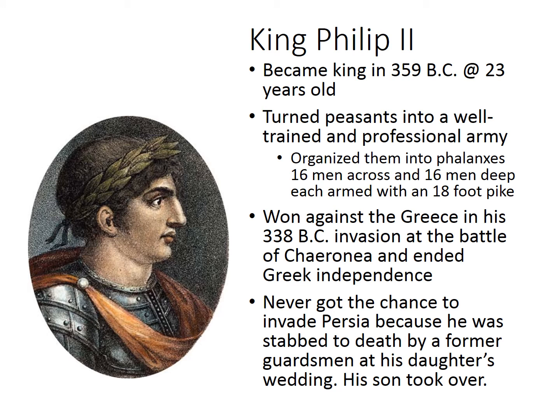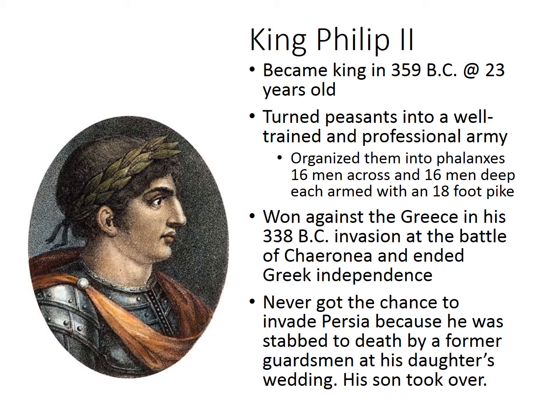The best example is King Philip, who became king at the age of 23. This guy had a vision of a huge and well-trained army. So he took all the peasants, all of the lower classes, and trained them into becoming a professional army. One thing he invented was something called the phalanx, where he would organize men so there were 16 men across, shoulder to shoulder, and 16 men deep. So you had squares of men formed, 16 on all sides and completely filled in the middle with men. All the men on the outsides were armed with an 18-foot pike. So anyone attacking them would be speared.